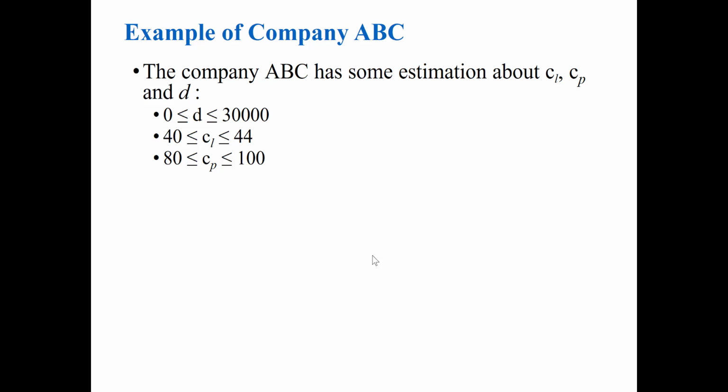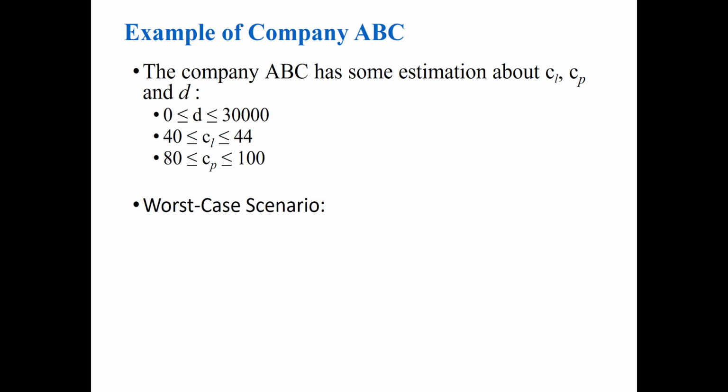The company has done some more analysis, and they got an estimation for each of these parameters. They know that the demand for the product is between 0 and 30,000. The labor cost is somewhere between 40 and 44, and the part cost is somewhere between $80 and $100. So they are not sure exactly, but these are the values that they have.